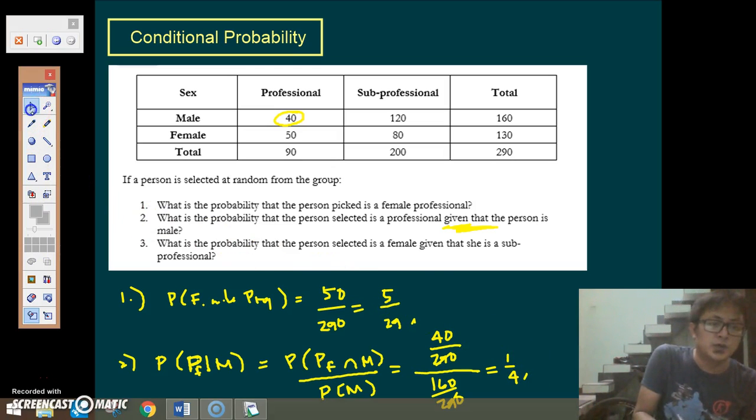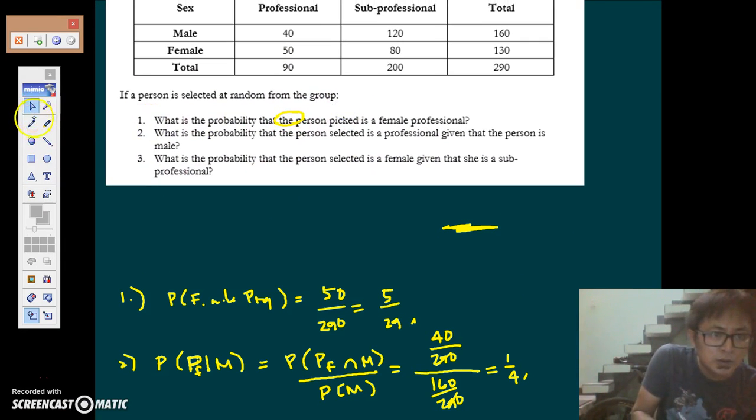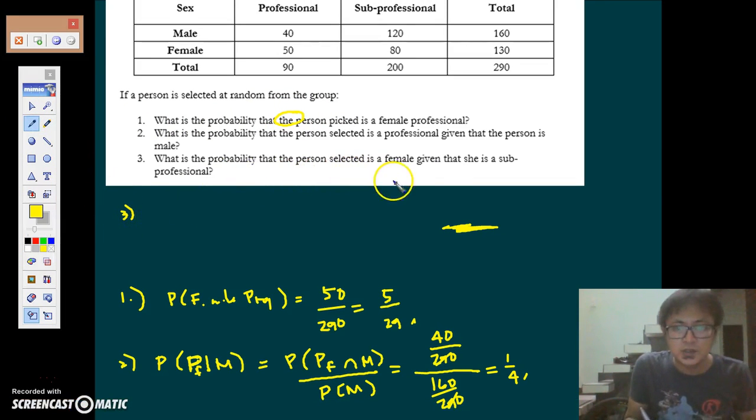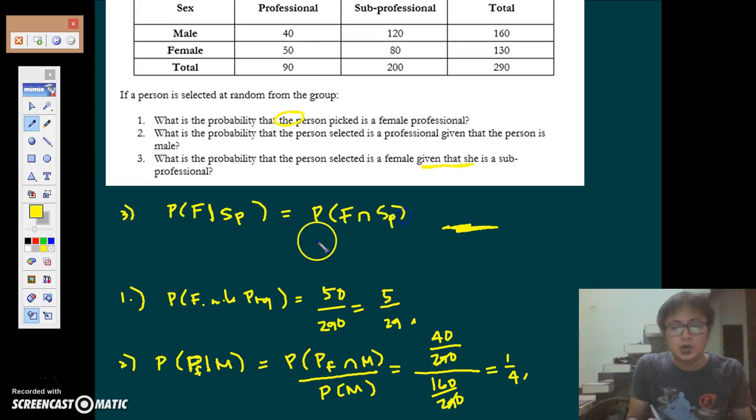Then the last question, number 3. What is the probability that the person selected is female given that she is a sub-professional? So again, the words given that. Just divide it into 2. The first one is female, and now we're using F for female. Given that, so that means the bar. Given that she is a sub-professional, let's denote it as SP. So this is your conditional probability: the intersection in the numerator, female and sub-professional, over the denominator, which is of course sub-professional.